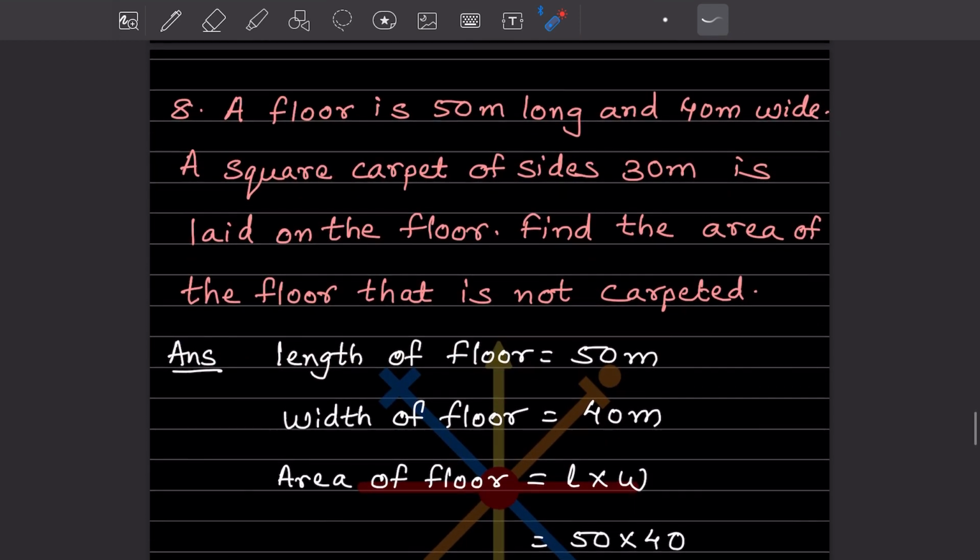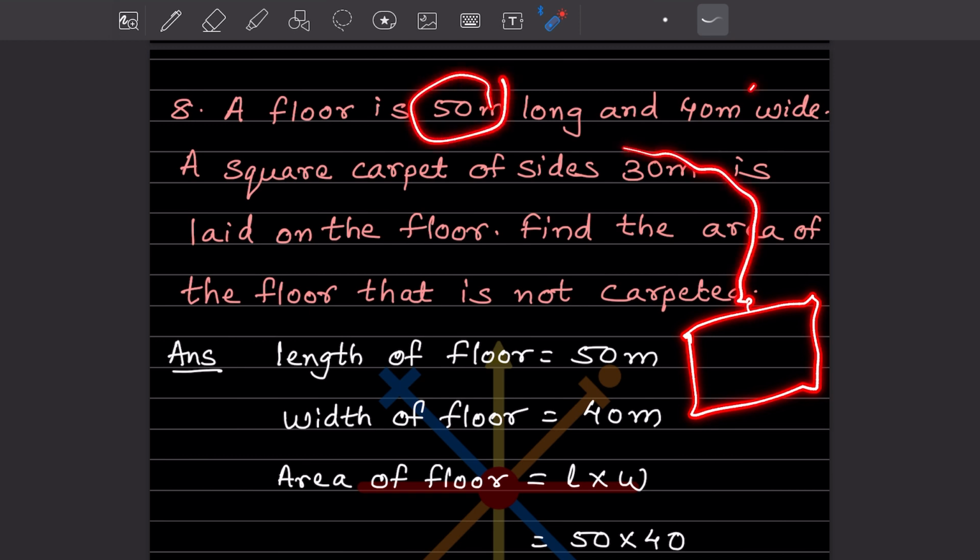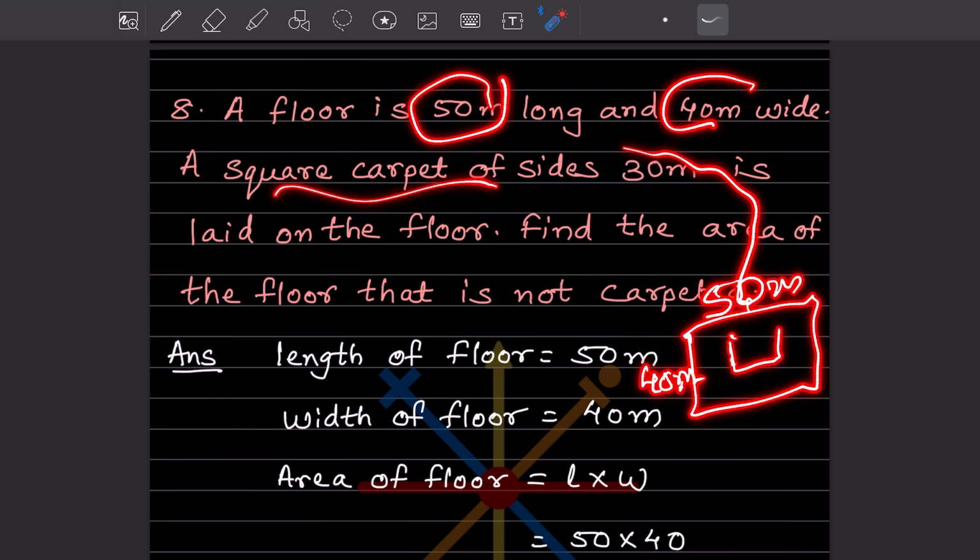So now the next one: the floor is 50 meter long and 40 meter wide, and a square carpet of side 30 meter is laid on the floor. See, this is a floor. This is in the form of a rectangle. Why do we say rectangle? Because the dimensions are given 50 and 40. 50 and 40 are not the same, so it is going to be a rectangle. Now a square carpet is laid on the floor, and we want to find the area that is not carpeted. Hope you got this. The diagram is clear to you.